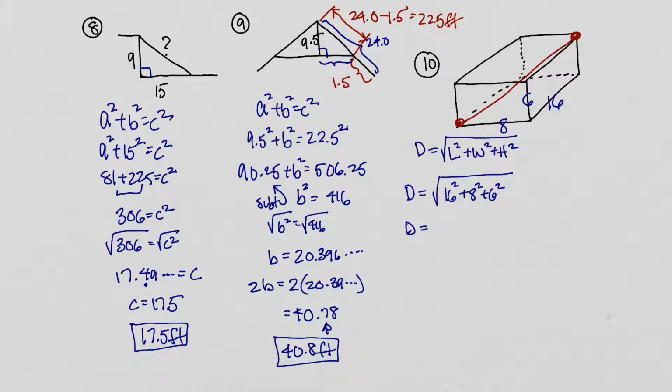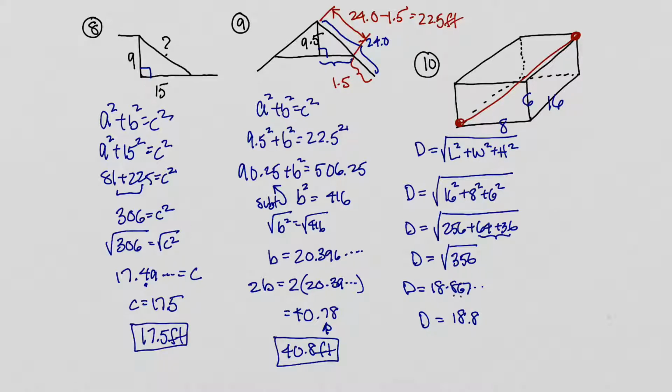D is equal to, when I take the square root on my calculator, I'm getting 18.86 dot dot dot. And how about if we round off to the nearest hundredth? So actually I'm getting 867 and so on. So if I round off to the nearest hundredth, I'm going to get that the diagonal is 18.87, probably inches.